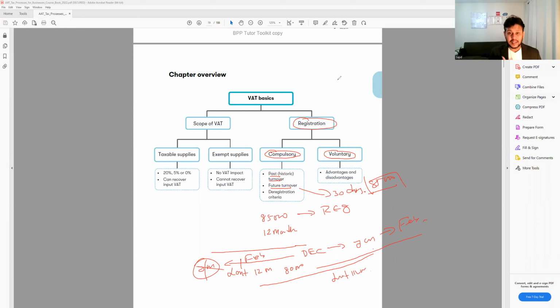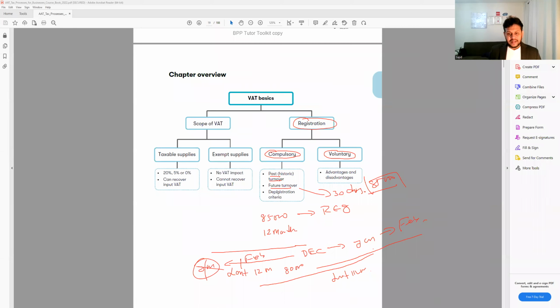then I have to register immediately. Remember that I cannot guess for the next 1 year, or the next 6 months, or 2 months, only the next 30 days. And if I am 100% sure my sales will be more than 85,000 in the next 30 days, at that time I have to register for VAT, and that is linked to the future test. So be very careful with that.